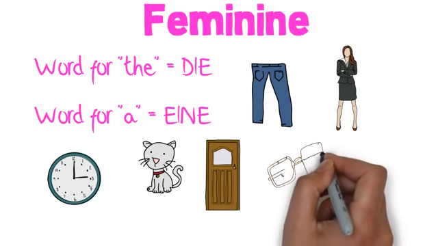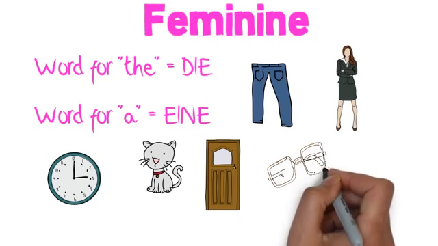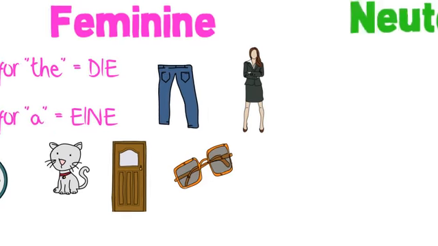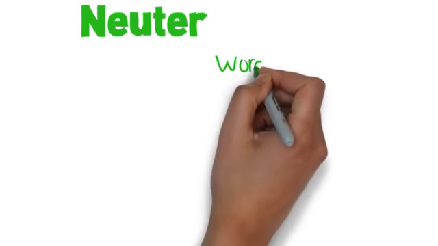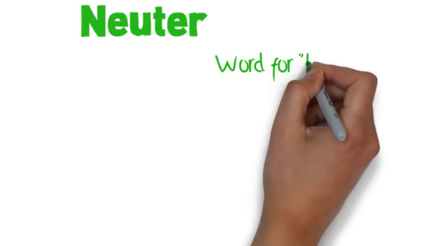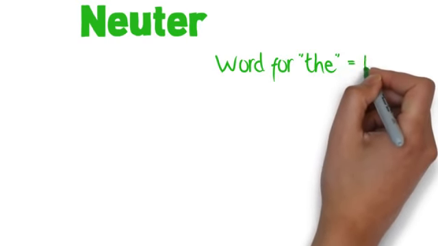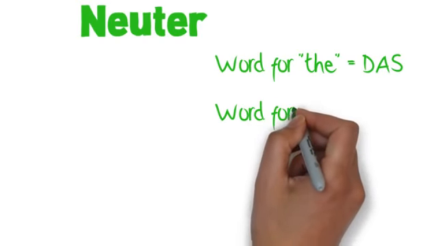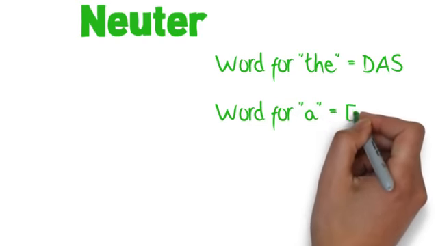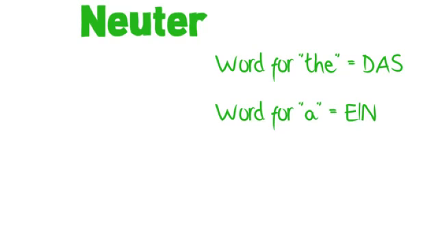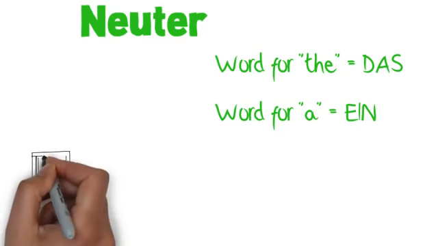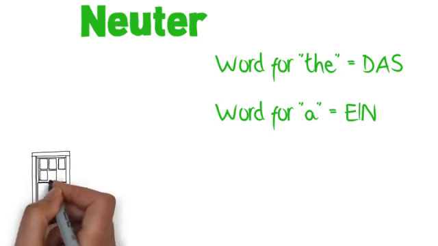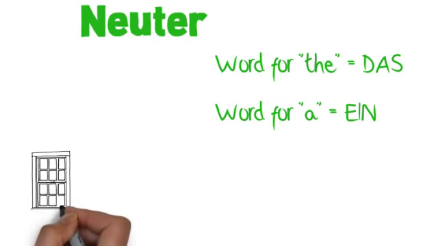Again, notice that the woman is the only thing here that an English speaker would automatically categorize as feminine. But that doesn't actually matter. The other words are feminine in German, so they act the same way. Finally, here's the other category, neuter nouns. Here you use das for the and ein for a. So with window, Fenster, you would say das Fenster for the window and ein Fenster for a window.